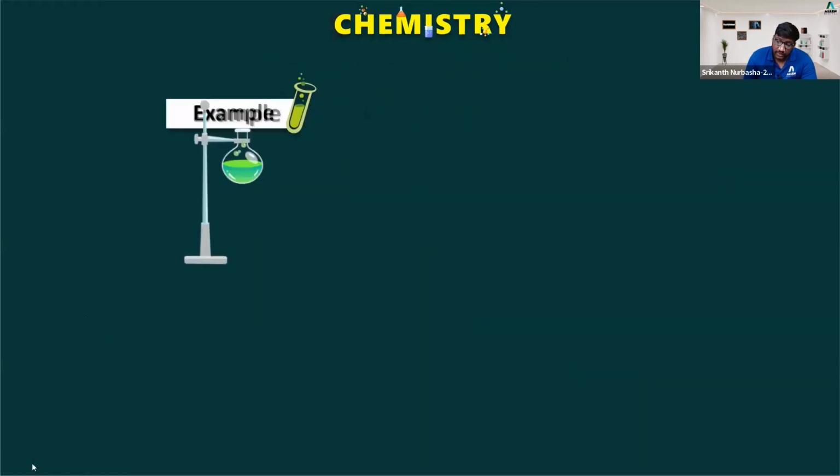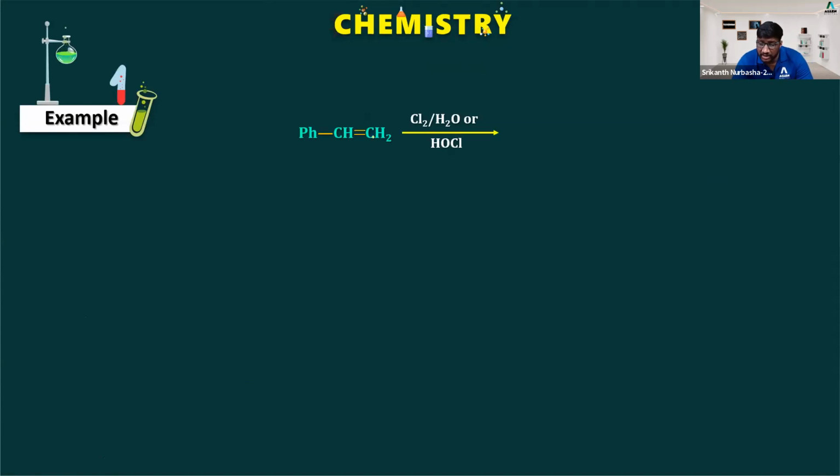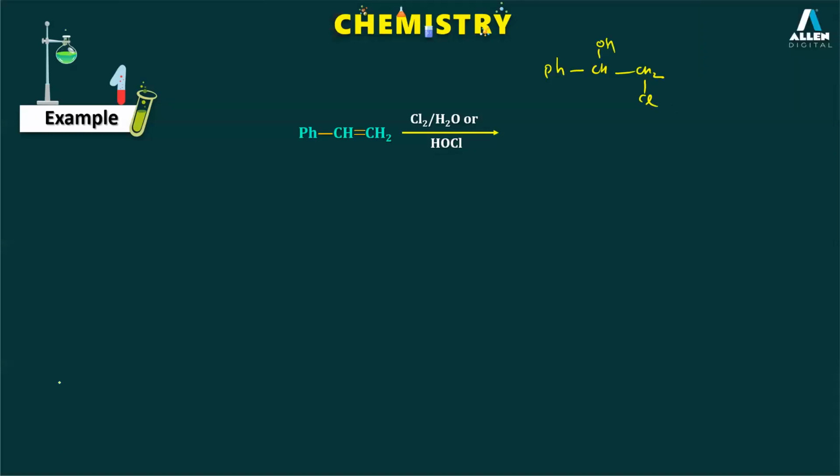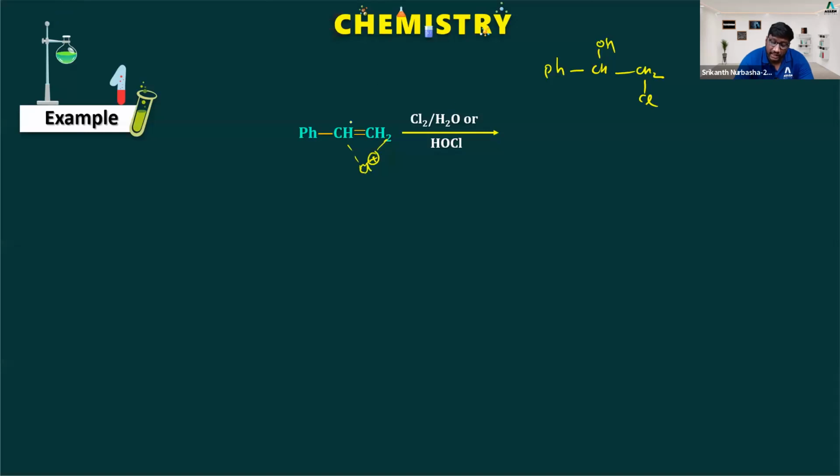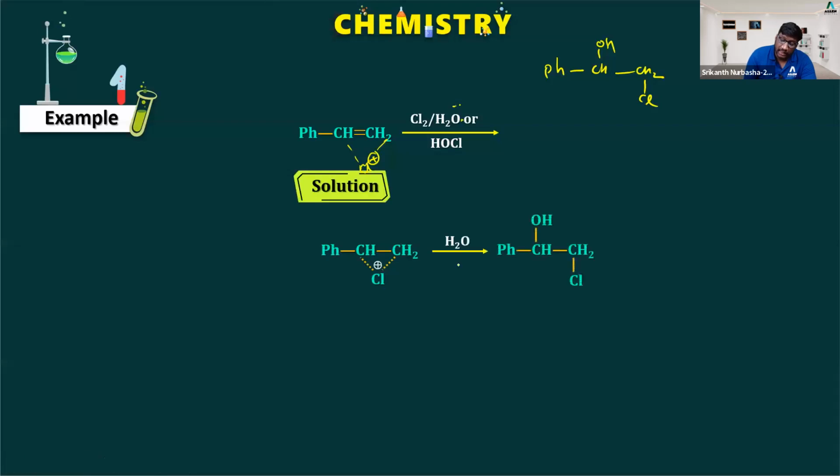Let's try to solve some examples. PhCH=CH2 in the presence of Cl2, H2O or HOCl. It will form PhCHOHCH2Cl. Yes or no? Yes. Because first you will get a 3-membered ring with Cl plus, then nucleophilic attack, H2O attacks as the nucleophile, so OH will be present, and loss of H plus occurs. So this is a cyclic halonium ion, so PhCHOHCH2Cl is going to be formed as the major product. Very simple question.